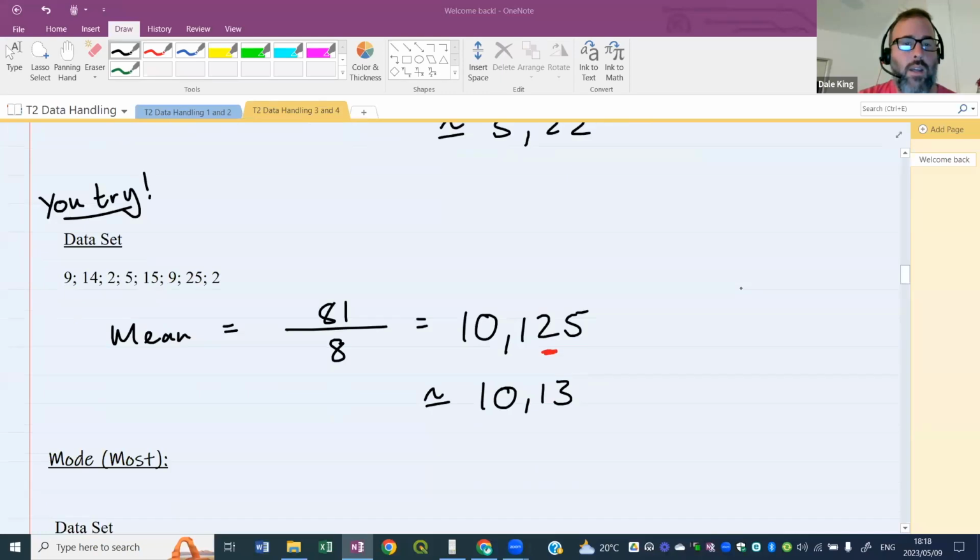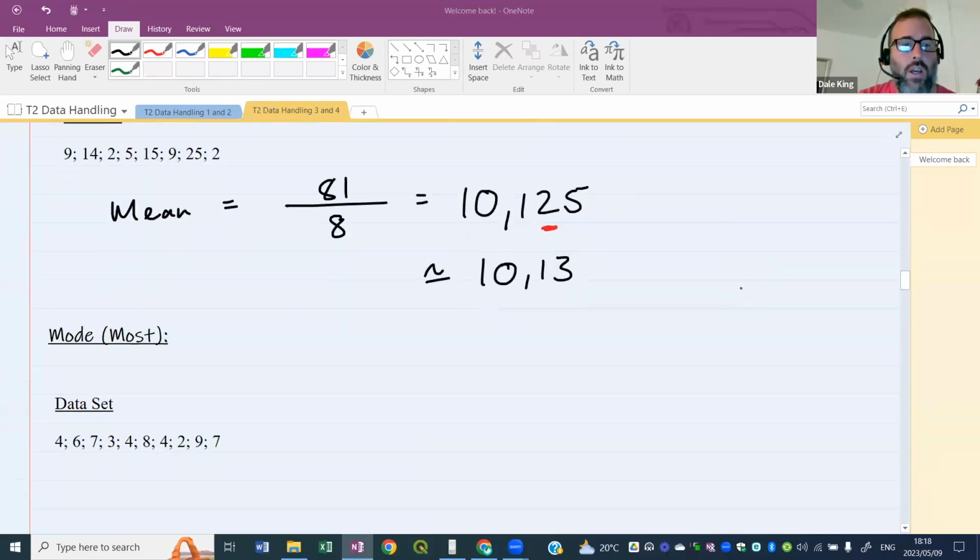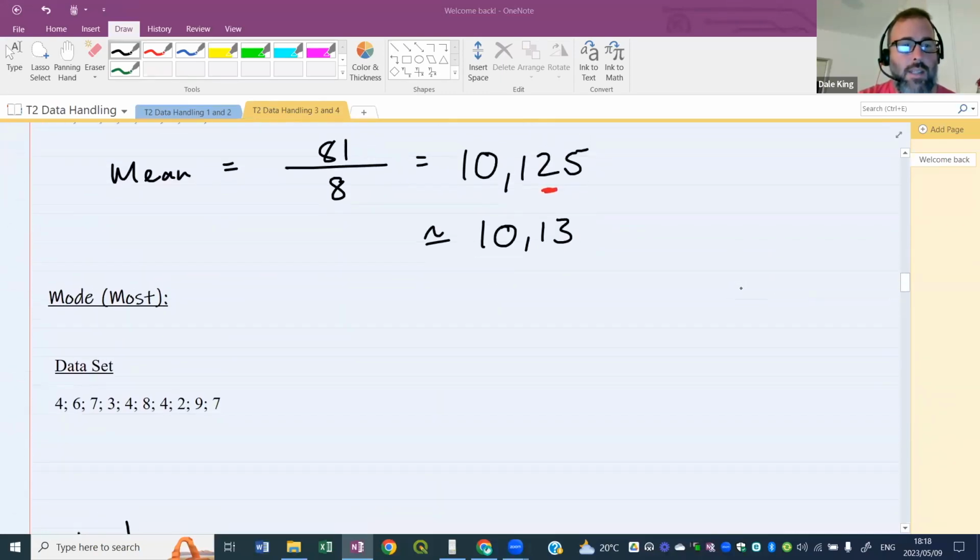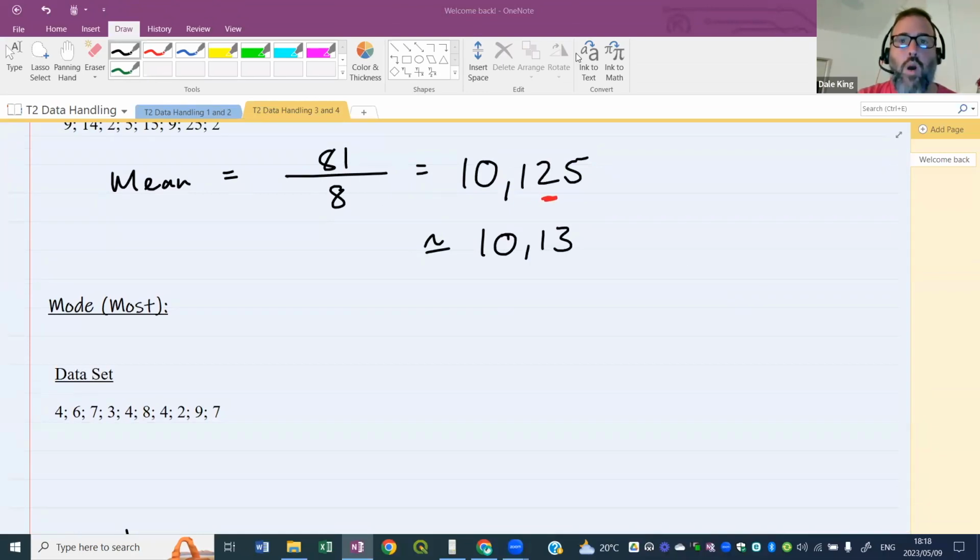All right, here comes the next measure of central tendency. It is the mode. All right, well done, Rafilo. The mode. And now the mode is all about the most. Which number occurs the most in the data set? So mode, most.